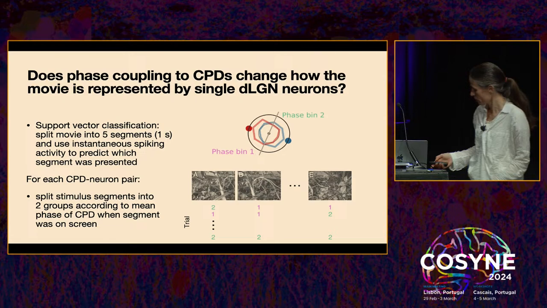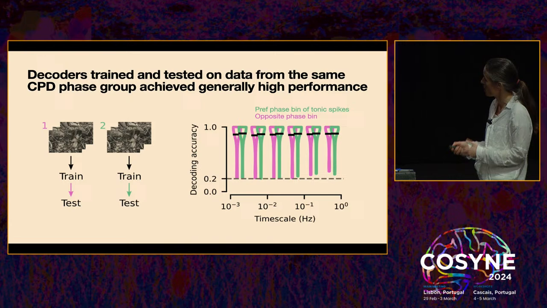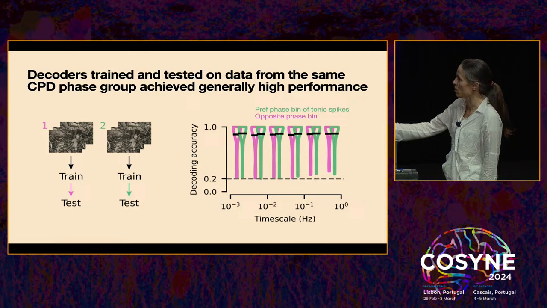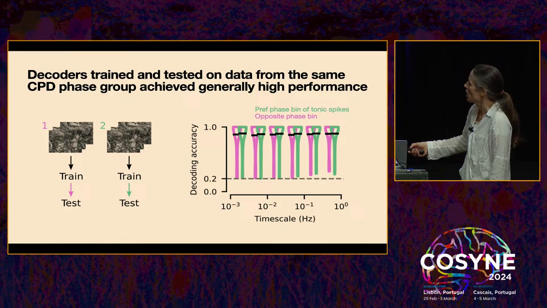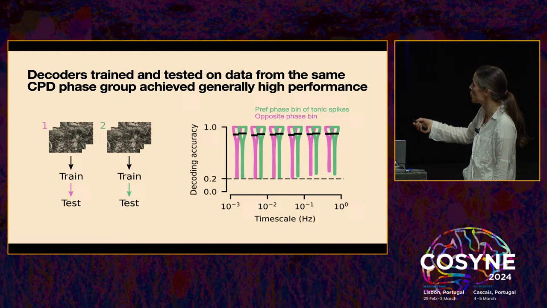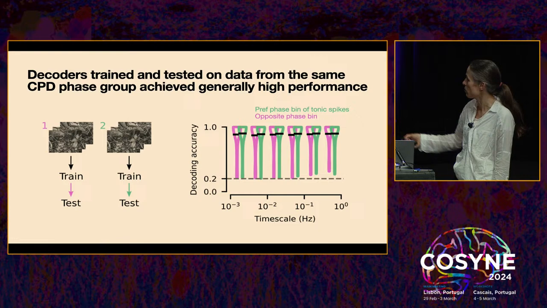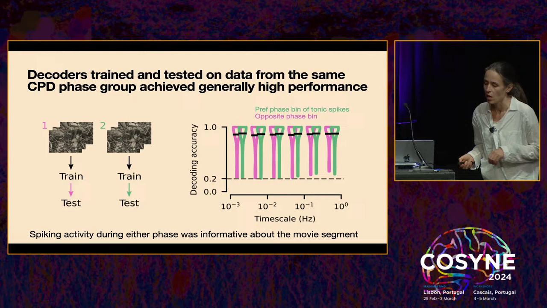All right, we then trained a decoder and tested it on data from the same CPD phase group, and that achieved generally very high performance. So we trained on the same phase group, then tested later. You can see that for both phase group one and phase group two, so the group that contained the preferred phase of the tonic spikes and the opposite phase bin, we saw generally very high decoding accuracy. This would be the chance level. And this indicated to us that spiking activity during either phase of the pupil signal was informative about the movie segment.